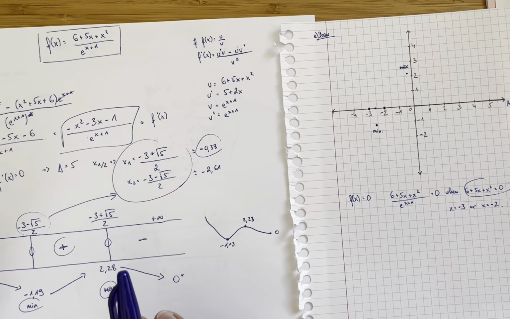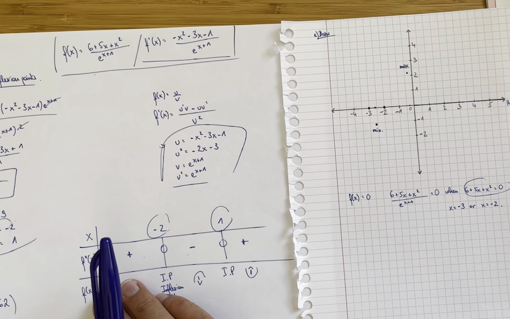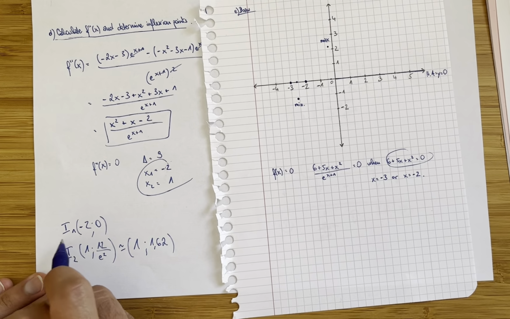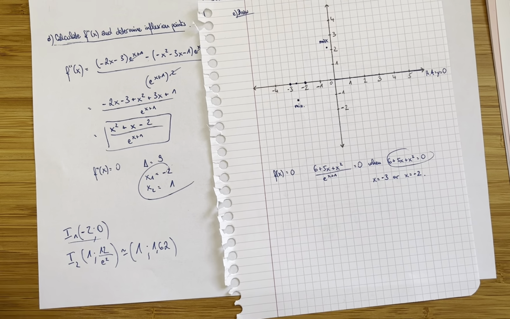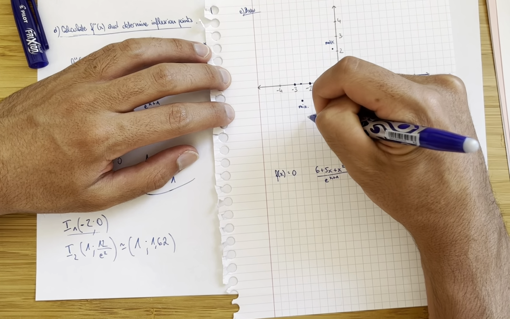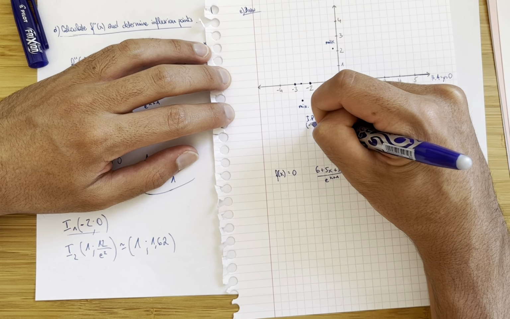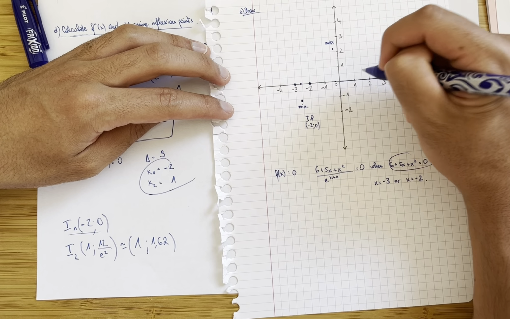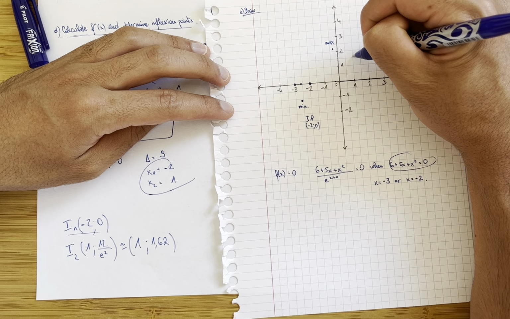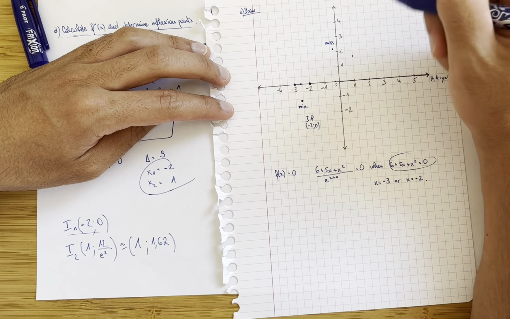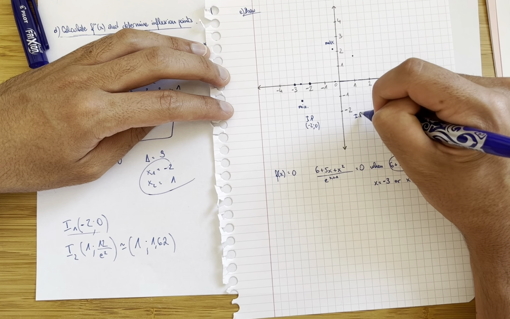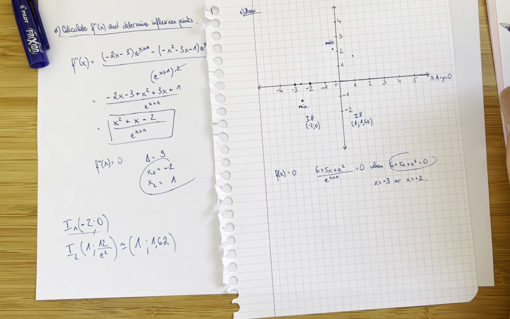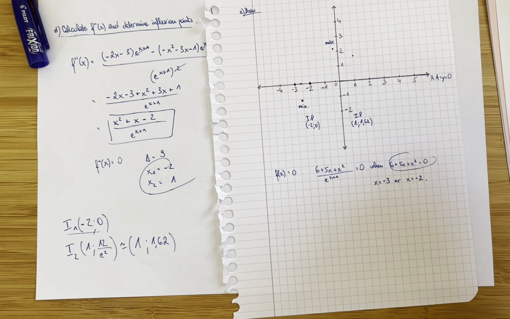Now, let's go to the second derivative. With the second derivative, we found out 2 inflection points. We found out the inflection point 1, which is minus 2, 0, right here. So let's write down, this is an inflection point of minus 2, 0. And we also found out an inflection point in 1 and 1.62, which is approximately here. Let's write down inflection point of 1 and 1.62. Now we will see what the inflection point is when we draw the graph.